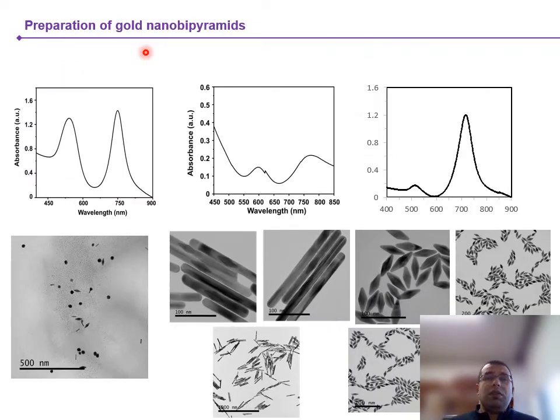First, we prepared gold bipyramid by using a seed-mediated growth method. In this method, we prepare seed first, and then we inject the seed in growth solution to get gold bipyramid. But in this method, we got gold bipyramid and other shapes, like spherical, and this is the UV spectra for this solution. This is the characteristic absorption spectra for gold bipyramid, and this is for spherical. So this is a mixed solution of bipyramid and spherical gold.